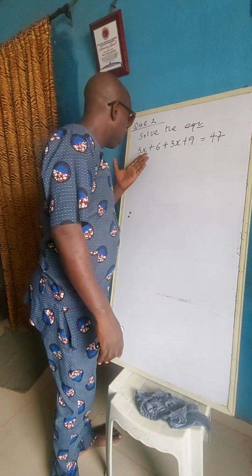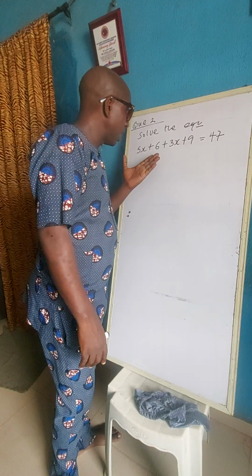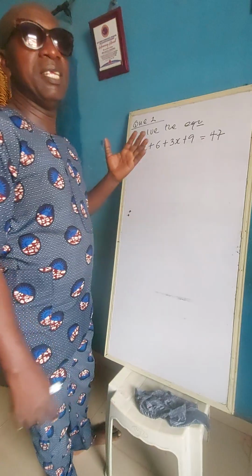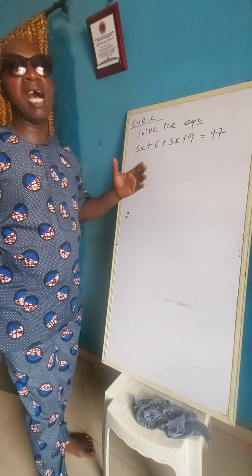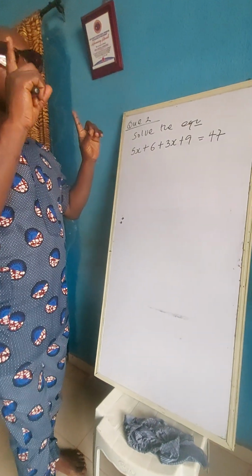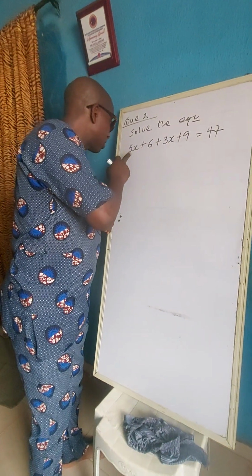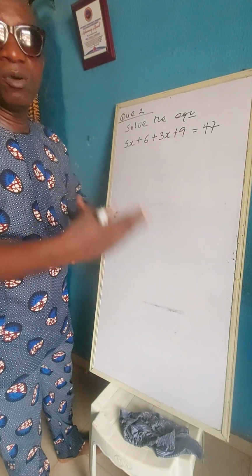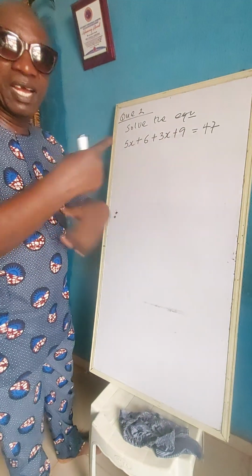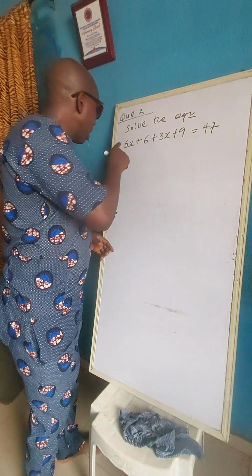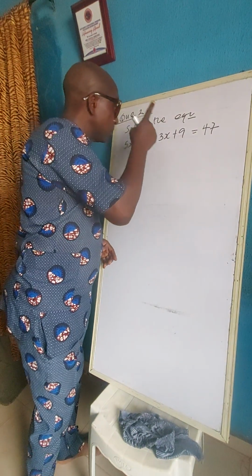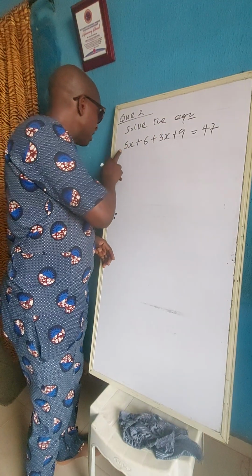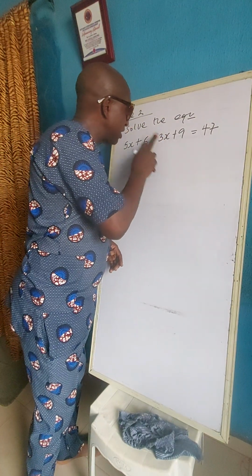5x plus 6 plus 3x plus 9 equal to 47. This is a linear equation. How do I know? It has only one letter, x. It is repeated, but it is still the same letter repeating, and the power of that letter is 1. I'm not making reference to the coefficient. The coefficient of x is 5, while the coefficient of x is 3.